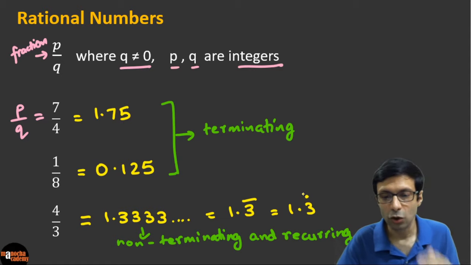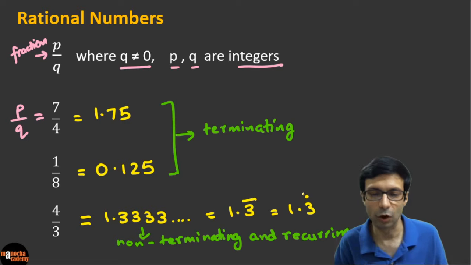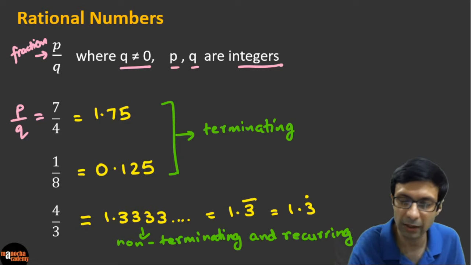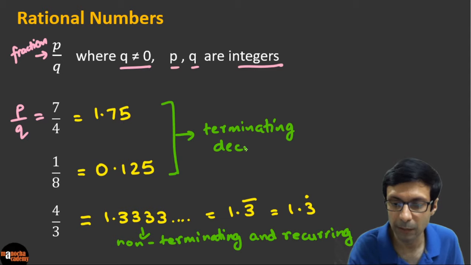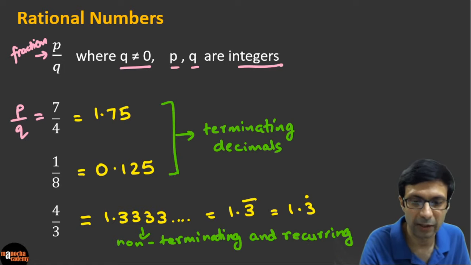Excellent. Look here, guys, this is very important, so you really need to understand these terms and concepts. In rational numbers, we can have terminating decimal numbers. Can you see these? These are terminating decimals. Or you can have non-terminating and recurring. Clear? Excellent.